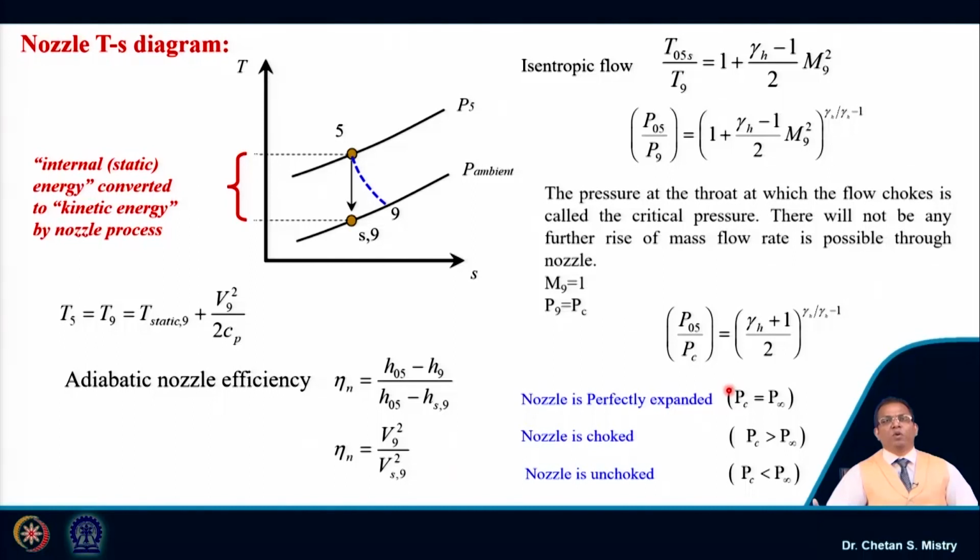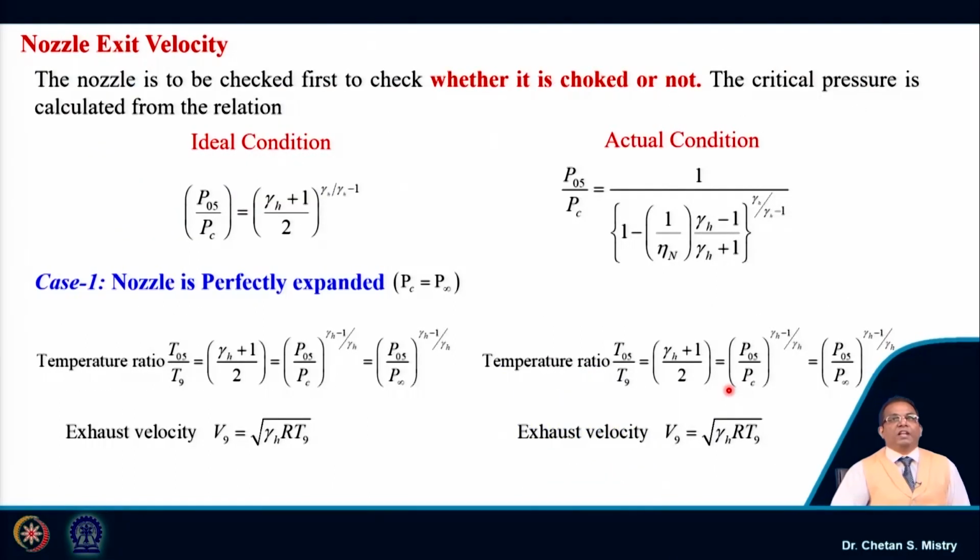So, now let us try to understand how we use that for our purpose. In order to analyze, we will first check whether my nozzle is choked or unchoked. We will use this formula for the calculation of critical pressure. P05 is the pressure at the entry of the nozzle, which may be equivalent to the exit pressure from the turbine. So, we will be calculating that ratio.